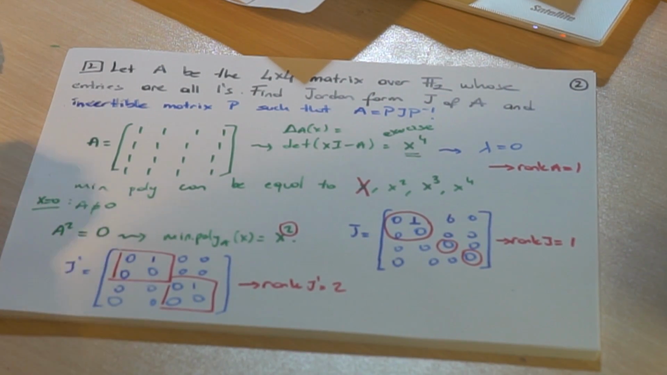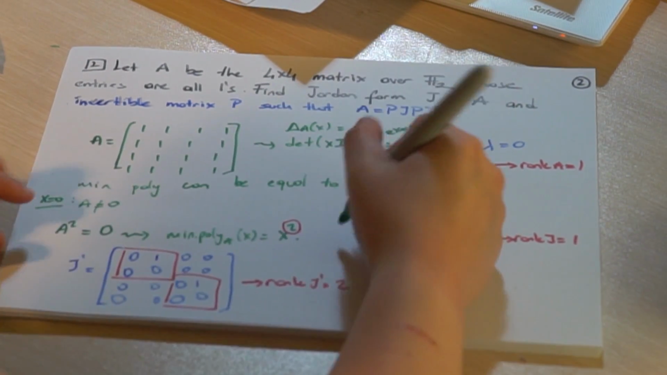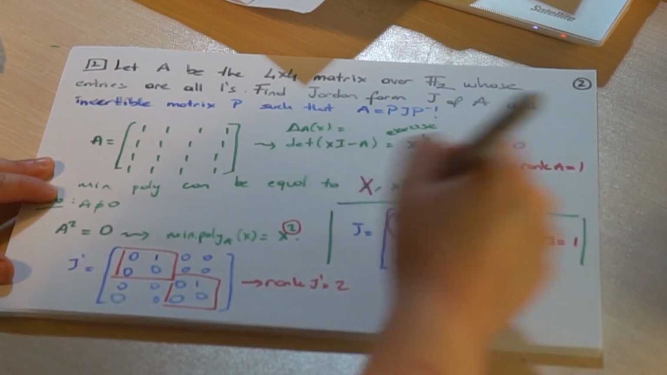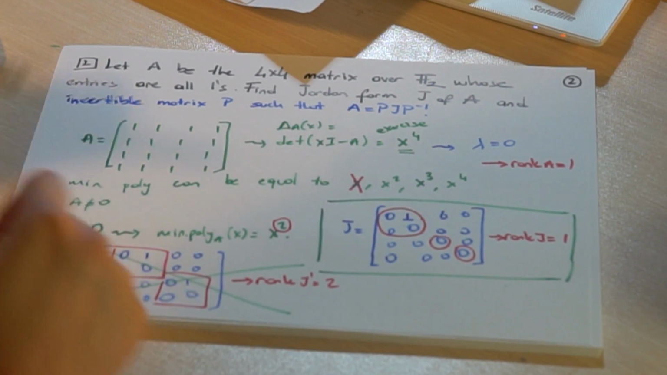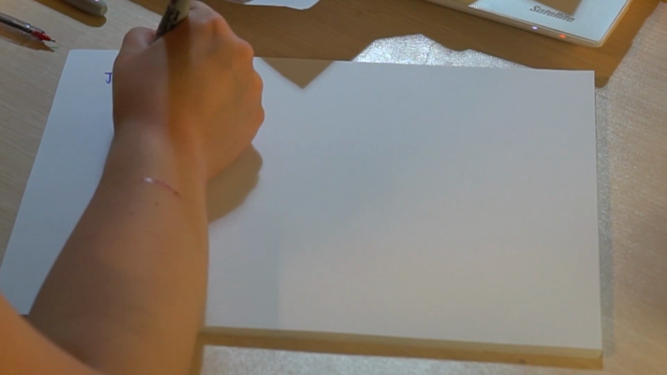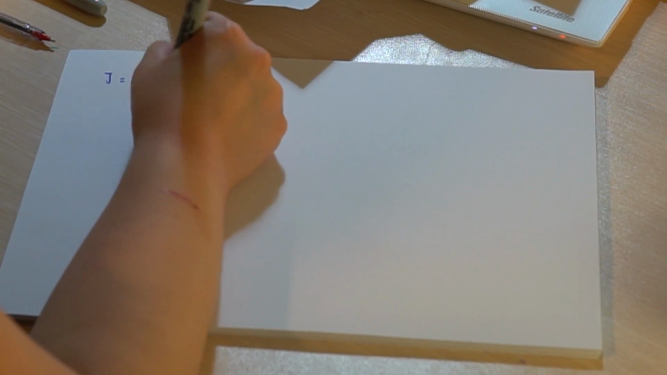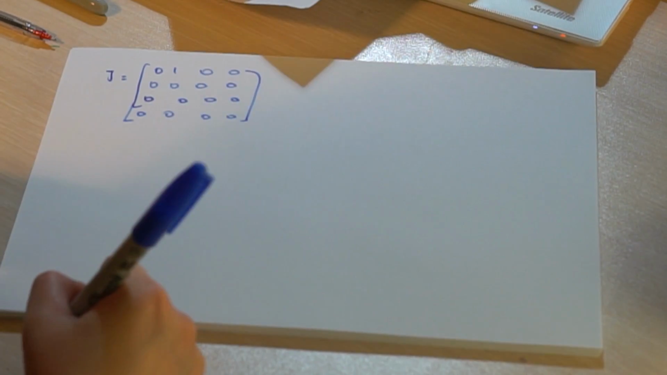So our correct Jordan form, since these two have the same rank, must be this one. This cannot be the Jordan form. So now we have the Jordan form. Our Jordan form is 0, 1, 0, 0, 0, 0, 0, 0, 0, 0, 0, 0, 0, 0, 0, 0, right? This is our Jordan form.